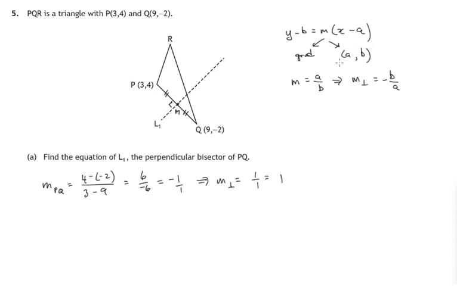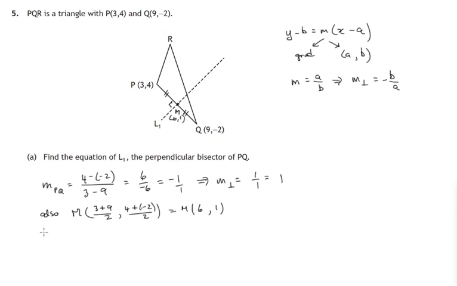Do we know a point on the line L1? Well, it has to be point M, which is the midpoint of PQ. So how do we find the coordinates of M? Well, we average the two x's, find the mean, that's 3 plus 9 divided by 2, and the mean of the two y coordinates, add them up and divide by 2. So M is the point, 12 over 2 is 6, and 2 over 2 is 1. M is the point (6, 1).